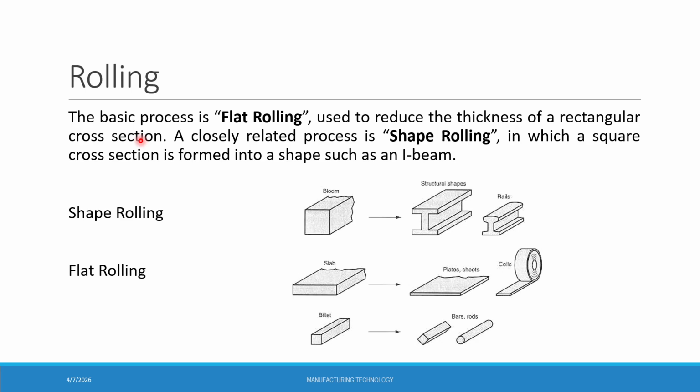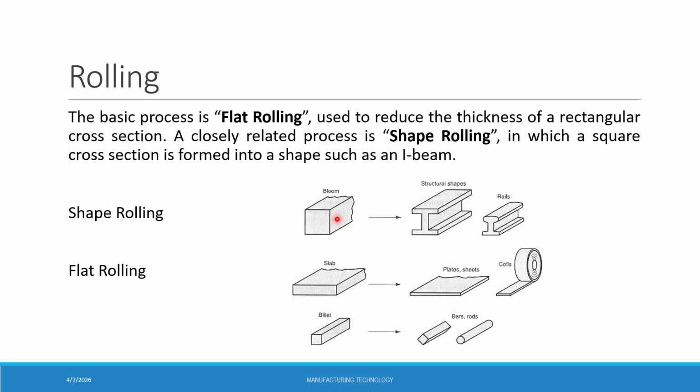Here on the bottom you can see the flat rolling. You have a slab which is then reduced in thickness and which produces plates or sheets, and then these plates and sheets are put in coils. And if you have billets, those square-like structures, those can also be squeezed. Now the other type is called the shape rolling. In this shape rolling you have this particular type of cross section which is square in shape.